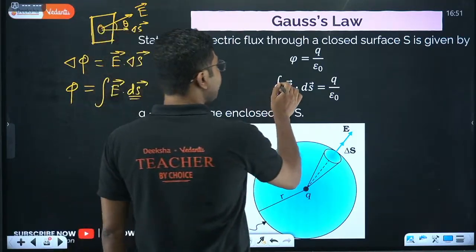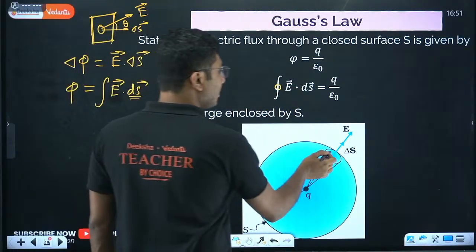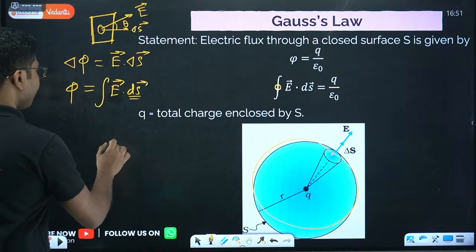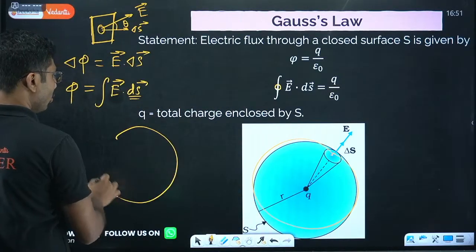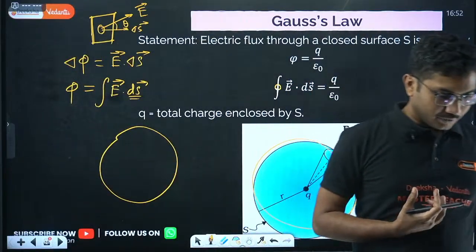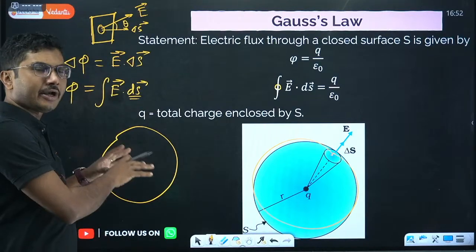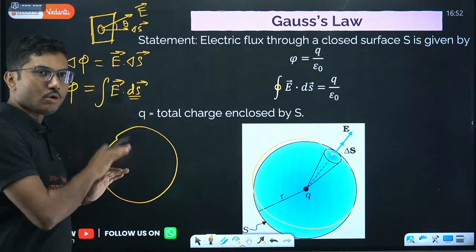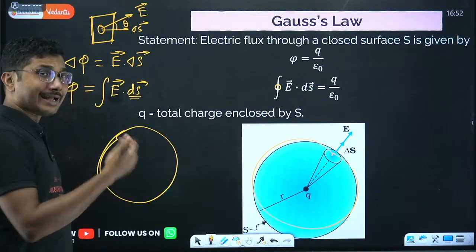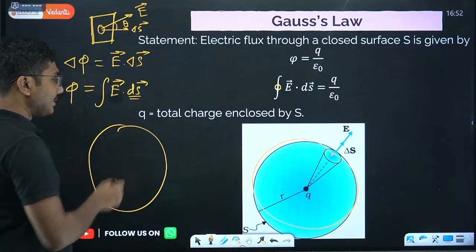This symbol is very special, which is called closed integration. Closed integration means your starting point and your ending point are both the same. So if you start somewhere and you go in a loop, you come back to the same point, then it is called closed integration. For a line you can imagine it's like a circle.